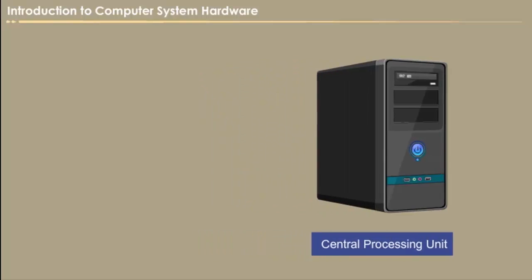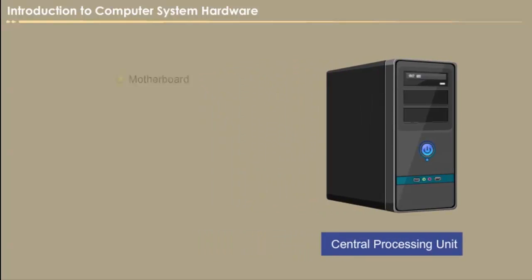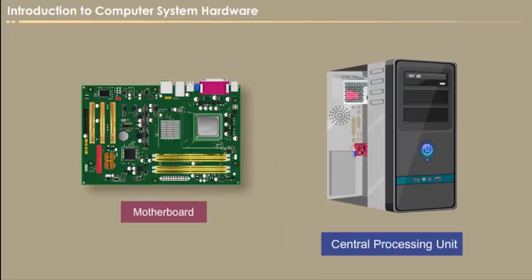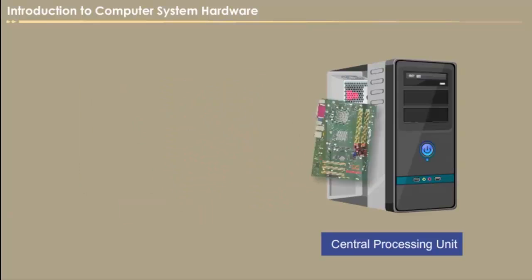Let us discuss the parts of the central processing unit. They are the motherboard, processor, switch mode power supply, normally called SMPS, graphic, video and network cards, hard drive, optical drive or CD, DVD drive, and RAM. Motherboard. The motherboard is a part of a computer where components such as the processor, memory modules, expansion cards and external devices are attached. This means that the motherboard controls the functions of the different components.